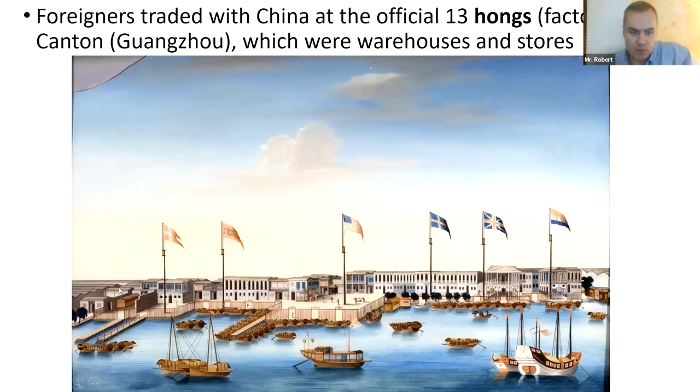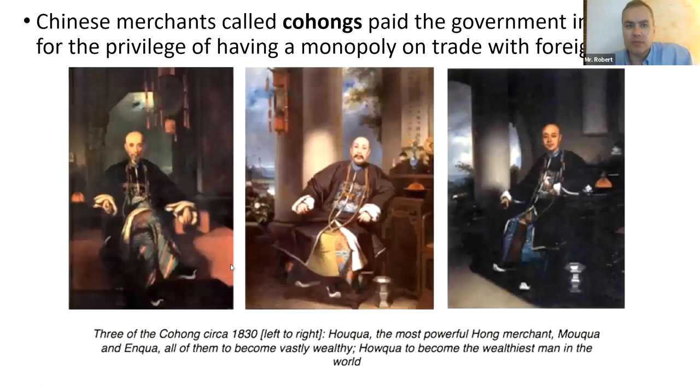All you could do was show up at these trading houses. There were 13 of them, and they're called the Hongs, factories. They're basically like a warehouse and a store. They have all the stuff inside that they're selling, and then all the financial aspects to sell it. And you can see, look, there's a US flag, British flag, Dutch flag, Danish, Denmark, Sweden. There are all these different European countries, Spain, France, Portugal, all had a Hong, all had a trading house. But that house really belonged to Chinese merchants, okay, who were called Kohongs.